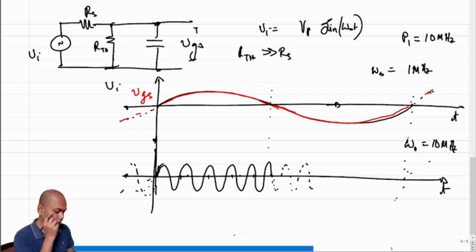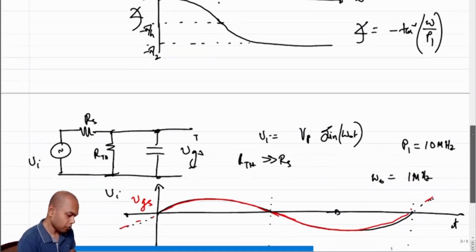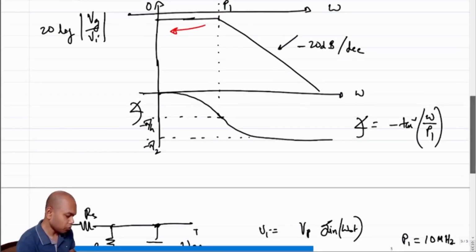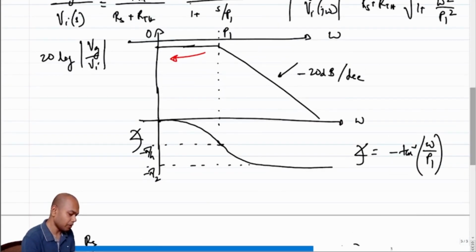What will be the output amplitude? If I use the Bode approximation, then just below P1 the gain is that of the DC gain, but just above P1 the gain is kind of dropping. But we know better. We know that at the frequency of P1 I will have a 3 dB drop, right? So the amplitude will be 1 over root 2 times that of the input, right?